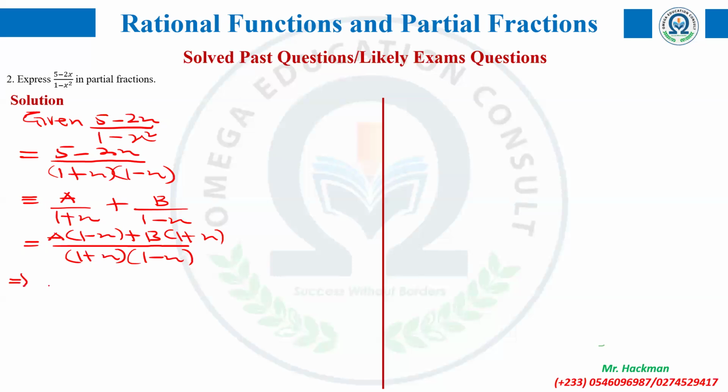Okay, so let's form the equation then. Okay, we are done. So 5 minus 2x equal to A into bracket 1 minus x plus B into bracket 1 plus x. Okay, so at this point, we can all continue. So what will be your first substitution, Prof. Adam? If x is equal to what? Negative 1. Okay, then the next one.